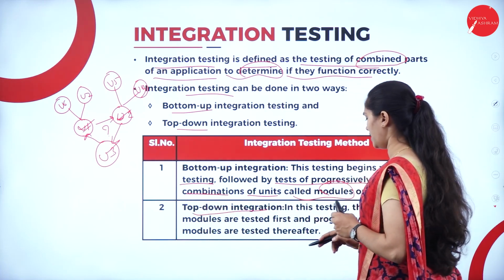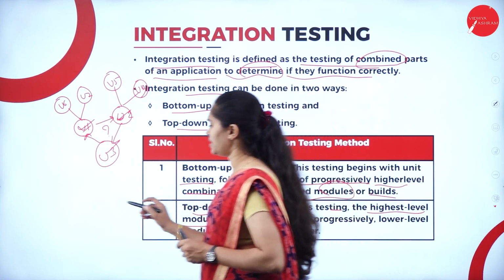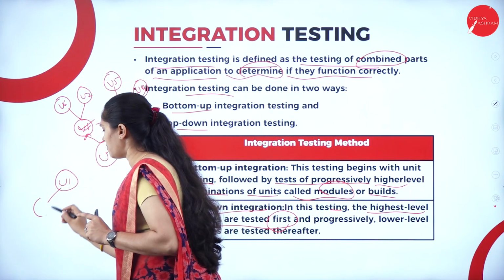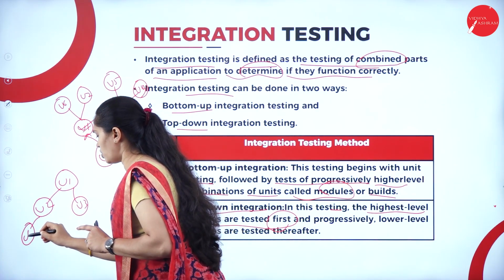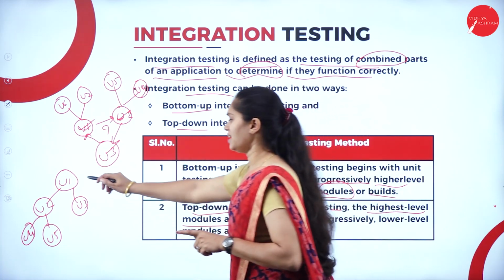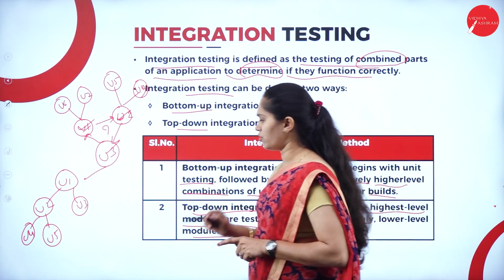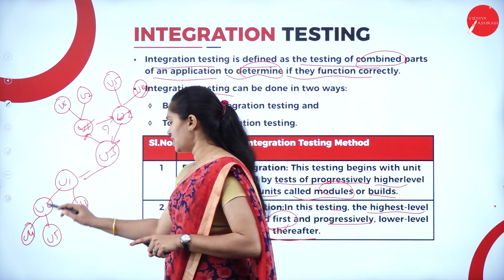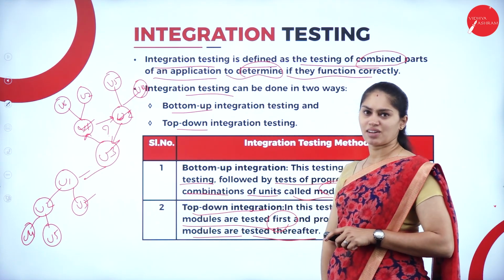Next we have top-down integration. In this testing, the highest level modules are tested first. How will it work? Again, in reverse order. Here unit 1 will be the higher level, and I will go with unit 2 and unit 3, which again branch into unit 4, unit 5. So it starts with the higher level, then progressively lower level modules are tested thereafter. First I check unit 1, unit 2, then amongst that unit 4, 5, and then I come to unit 3. So, higher level to lower level. This is how integration testing works.